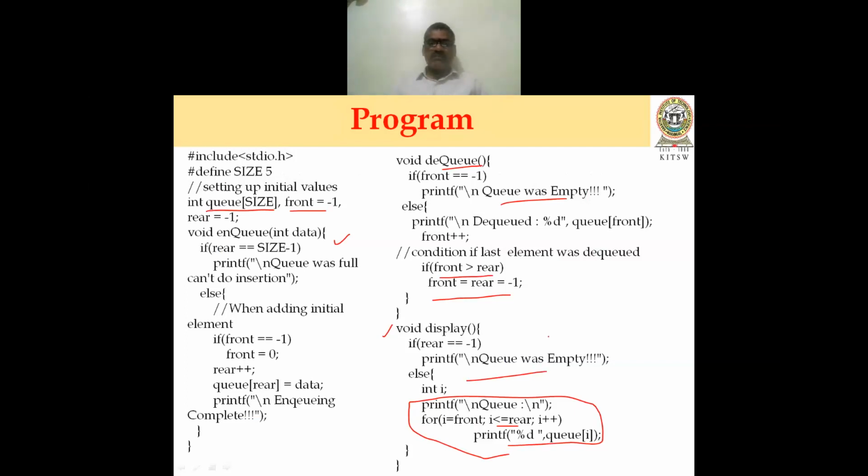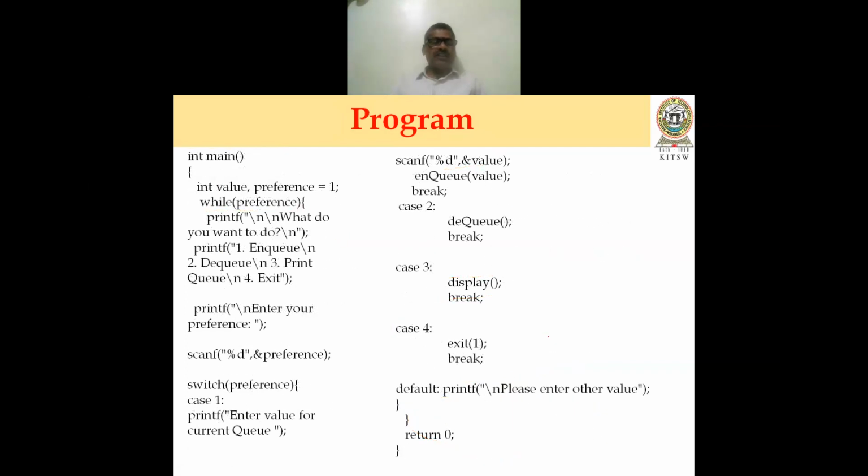If rear is equal to -1, Q is empty. Fine. So this is a main program where you want to print that menu for displaying these queue operations. Fine. So similar to the stack operations which we did through a menu driven program, in a similar manner we have to do menu driven for queue operations also. Here we have NQ, DQ, print the queue or display the queue and then exit. These are the 4 options only. So we have to read the option, and based on that option you have to write the case labels. Case 1 you have to call the NQ, case 2 you have to call the DQ, case 3 you have to call the display, and case 4 exit.